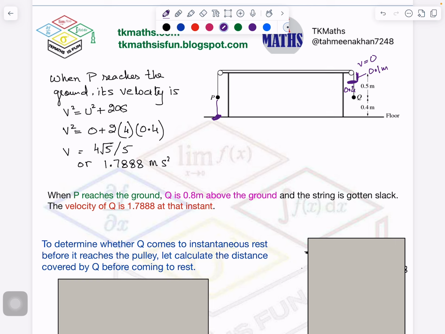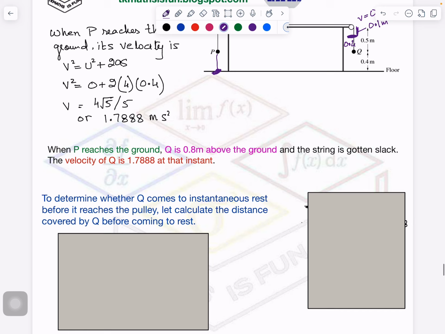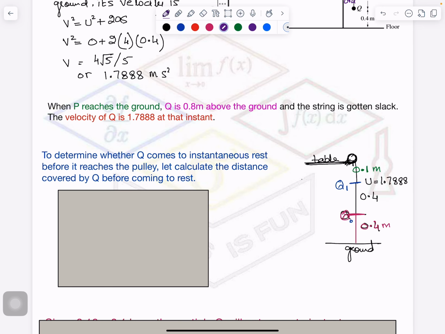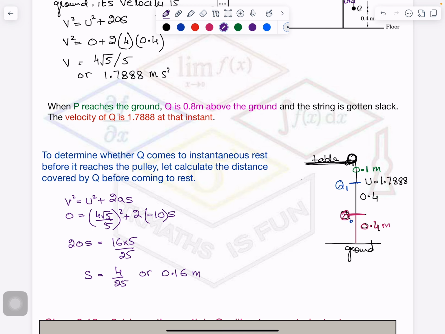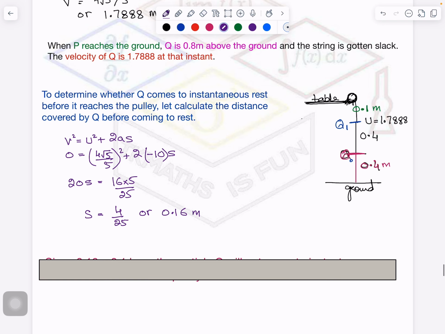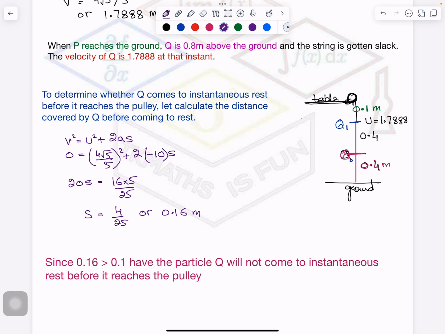I have tried to write everything down clearly so that there is no confusion. If my distance is less than 0.1, it means particle Q will come to rest instantaneously before reaching the pulley. But if my distance is more than 0.1, it means it did not stop. Here I drew the diagram. And what is the distance coming? 0.16, which is more than 0.1. So what does this show? That Q will not come to instantaneous rest before reaching the pulley.